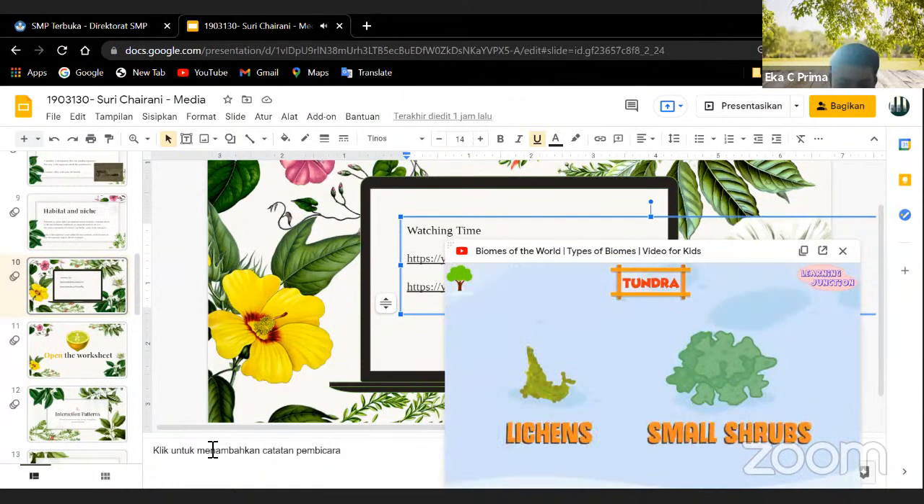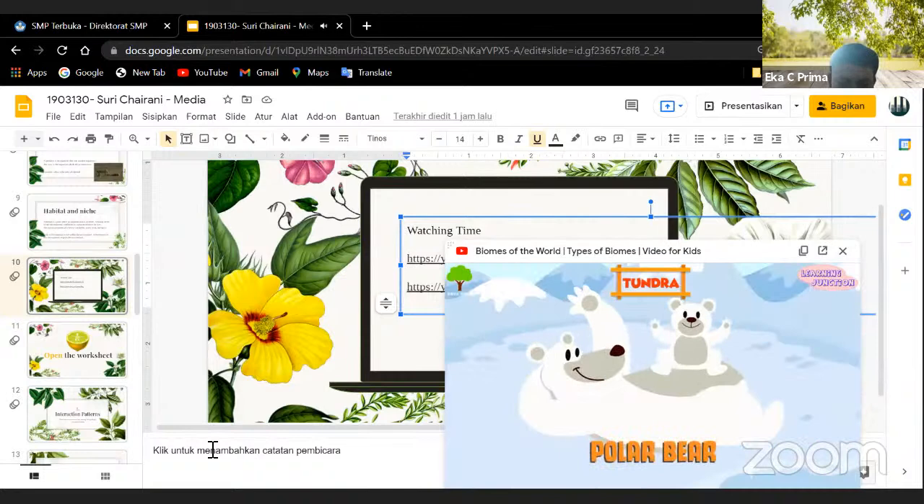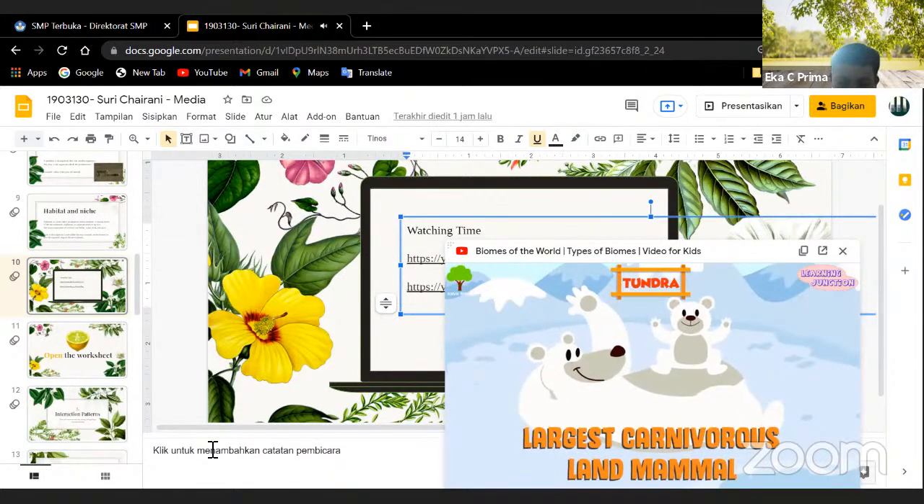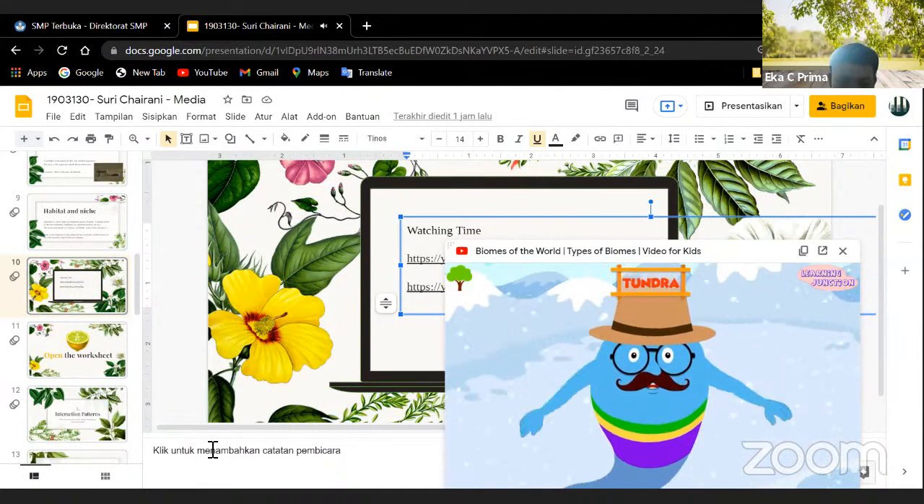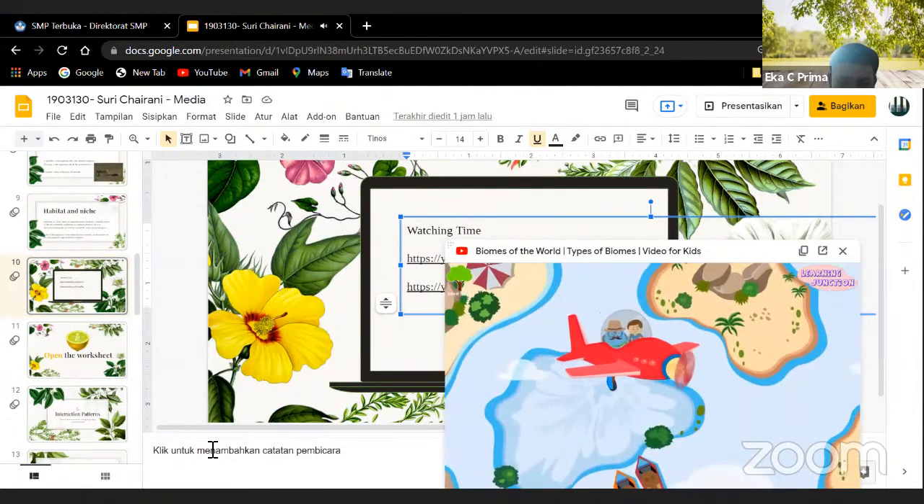Some lichens and small shrubs flourish in the Arctic tundra. Careful, polar bears live in the tundra. They are the largest carnivorous land mammals on Earth. Due to harsh climate, people do not prefer to live here.